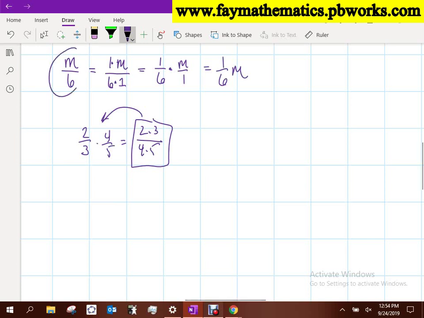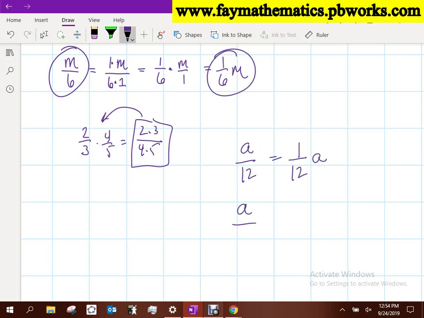So when you see something like that, you can rewrite it that way. So if I have like a over 12, you can rewrite that as 1/12 times a. If I see a over 31, I can rewrite that as 1 over 31 times a. Does that kind of make sense? And you're going to see me from time to time jump in and out of these two formats.